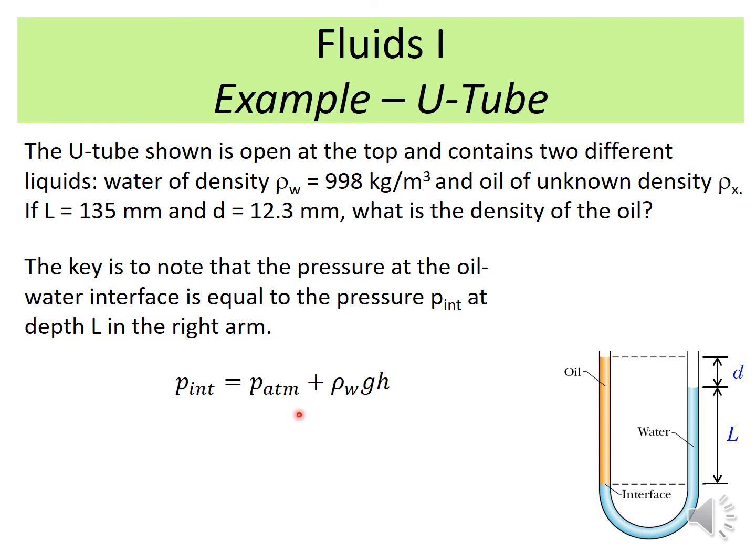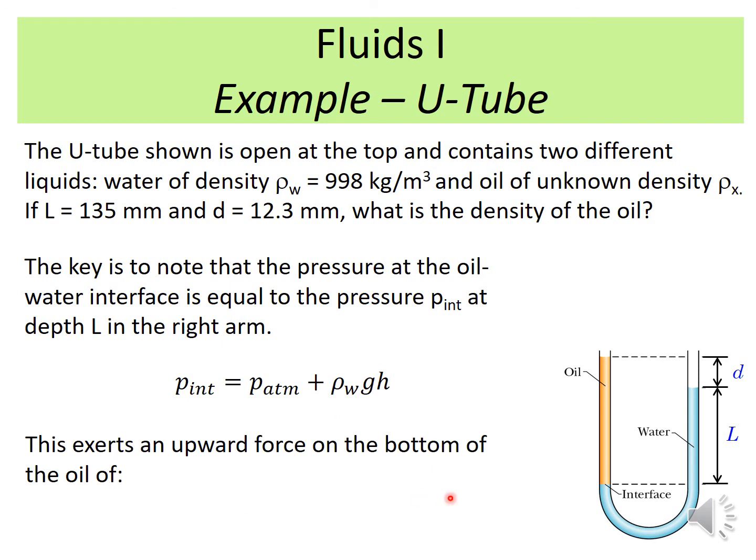Okay, so when we know this, we can write down the internal pressure at this line, considered from the water side. The internal pressure right here on the water side is the atmospheric pressure, which comes from this because it's open, plus rho of water times gravitational acceleration times the height here, which is nothing else than L. So h equals L. This is the equation we can use.